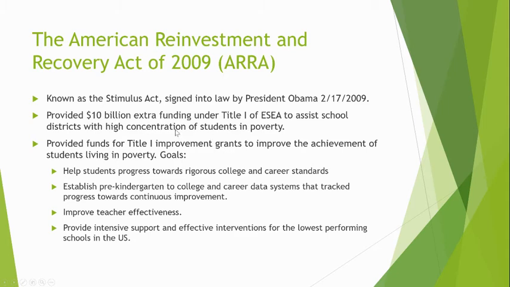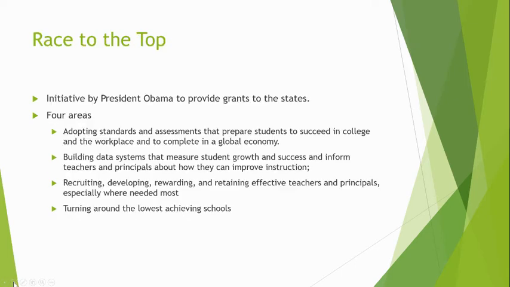So this provided extra money for schools in poverty, provided Title I improvement grants for achievement of students living in poverty. So the goals of this were to help students progress towards rigorous college and career standards, to establish pre-K to college career and data systems that tracked progress towards improvement, improve teacher effectiveness, provide intensive support and effective interventions for the lowest performing schools. So still the focus is on bridging the gap, the learning gap.